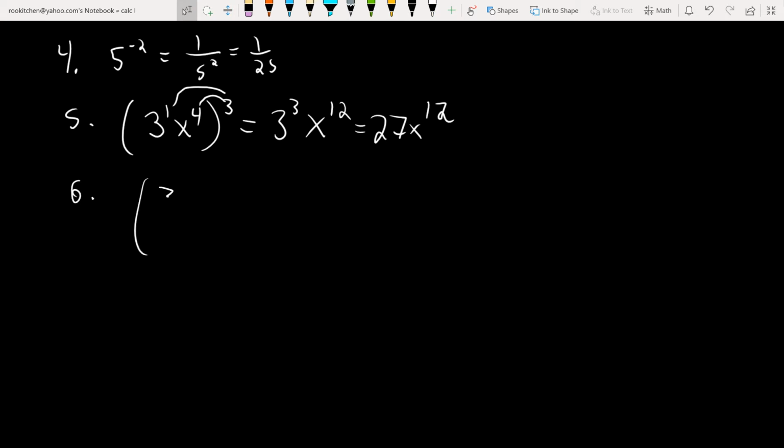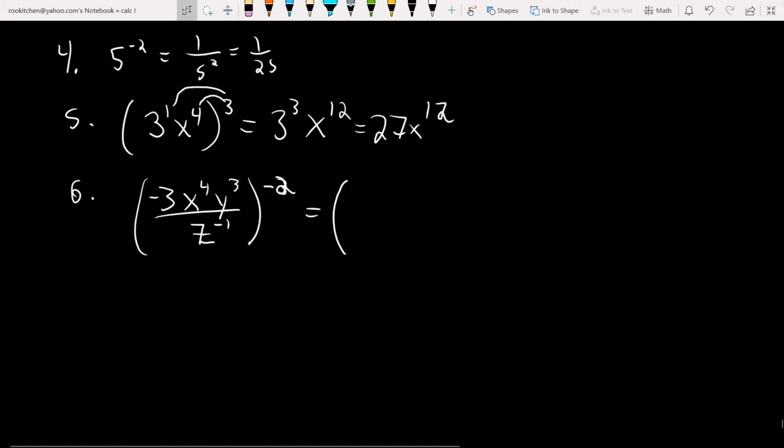You can do more complicated versions of this. Let's say negative 3x to the 4th y cubed all over z to the negative 1, and raise that to the negative 2nd power. Usually what I'll do is separate off the negative 1 and write it like that. You may have learned it different. Whatever you do is fine.